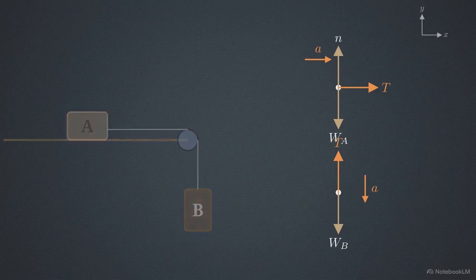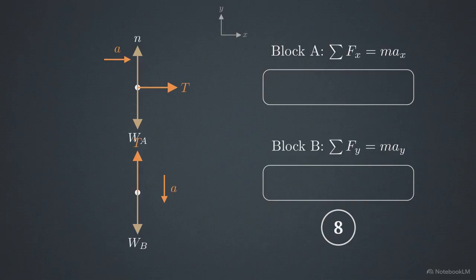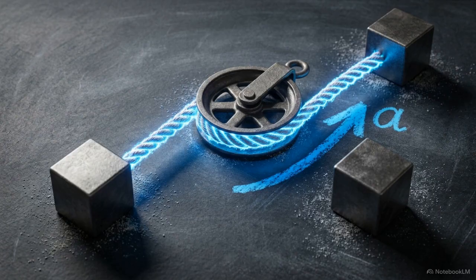Now it's your turn. Pause the video. Using only these two diagrams, write the sum of forces equation in the x direction for block A and the y direction for block B. These shared variables, tension and acceleration, are the physical links that allow us to combine our equations and solve the system as a whole. Let's check your work.